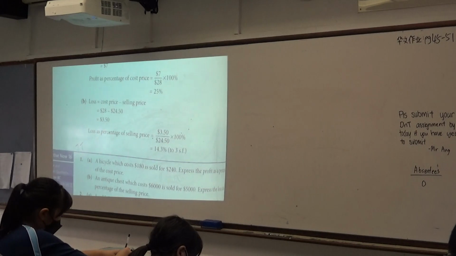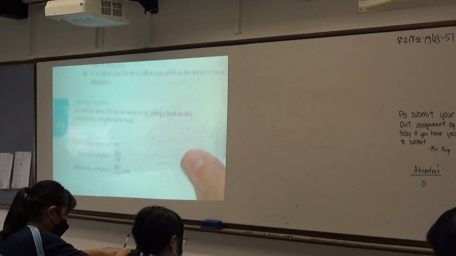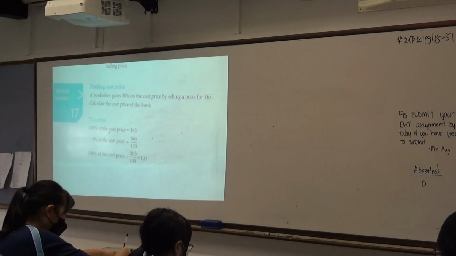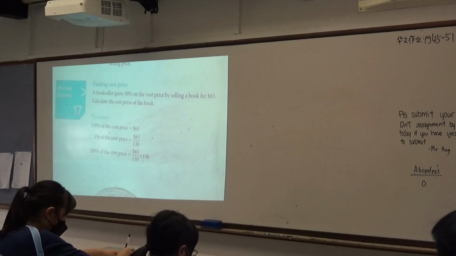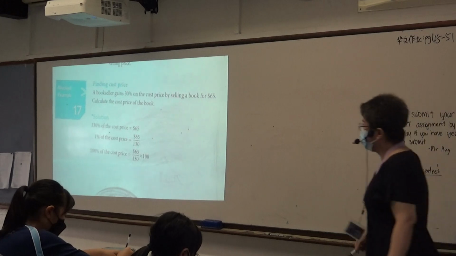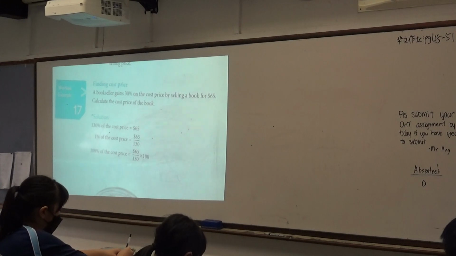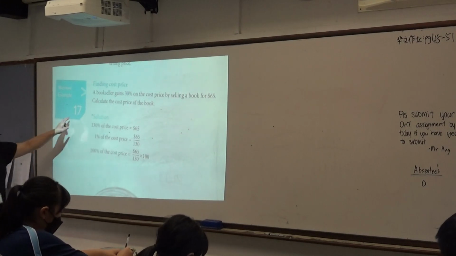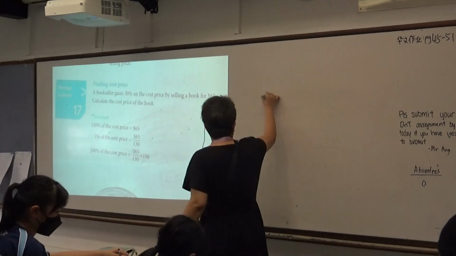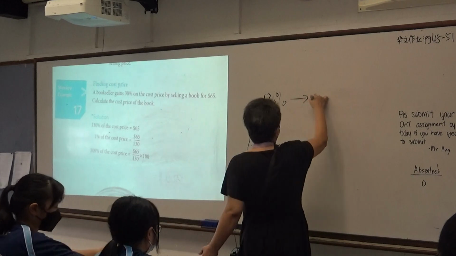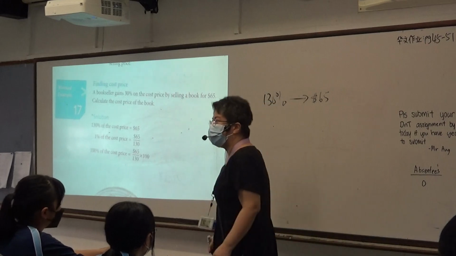Finding the cost price. Everybody look at this particular question. This is quite an easy one, but I'm going to do it the way that I always present it to you in class. A bookseller gains 30% on the cost price by selling a book for $65. Calculate the cost price of the book. Now, if he gains 30%, it must be 130% that will correspond to 65. Cost price is always 100%.